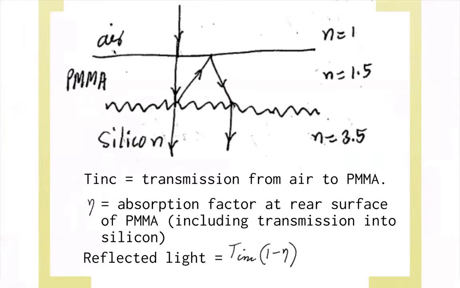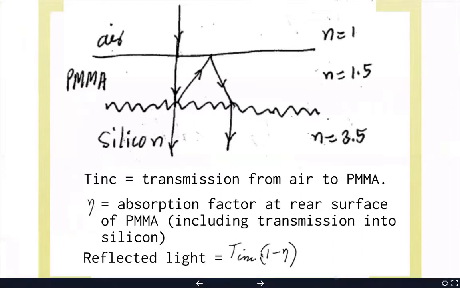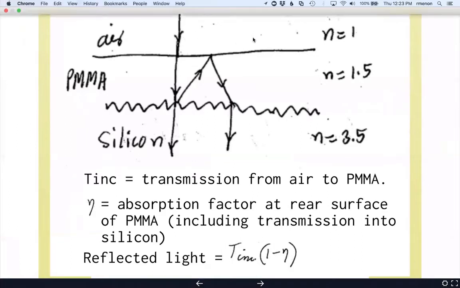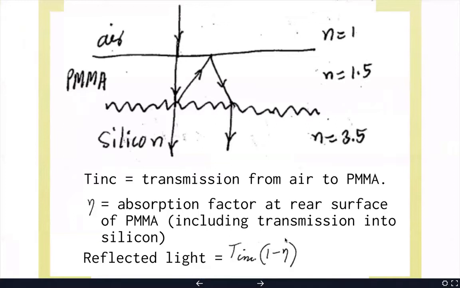And the system is air, so N equals one. And there is a PMMA coating, polymethyl methacrylate, which has some texturing here, refractive index 1.5. And then there's silicon. So that's our solar cell, N equals 3.5. T incident is the transmission from air to PMMA. Eta is the absorption factor at the rear surface of the PMMA, so here, any light absorbed here, which includes, of course, light transmitted into the silicon. And the reflected light is simply T incident times 1 minus eta. That's whatever is escaping out into the system. Now, the goal is to minimize that.